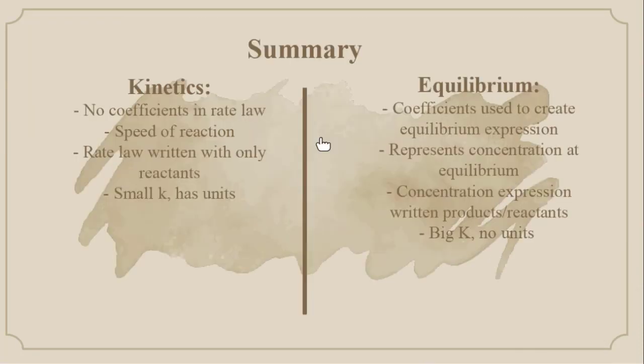All right, and this is just a little summary differentiating kinetics and equilibrium. Again, there are no coefficients in your rate law, but coefficients are used in your equilibrium expression. One tells you the speed of reaction, and equilibrium tells you the concentration of reactants and products at equilibrium. For kinetics, your rate law is written with only your reactants, but for equilibrium, your constant expression is written with products over reactants, so both of them. And for kinetics, your small k does have units. For equilibrium, you have a big K, but this one does not have any units.